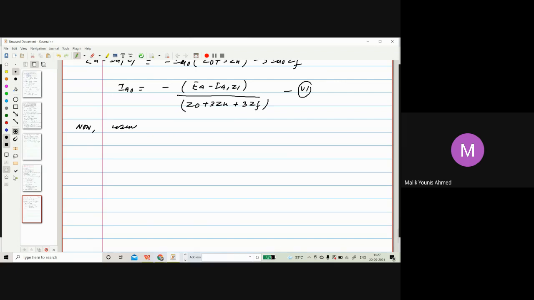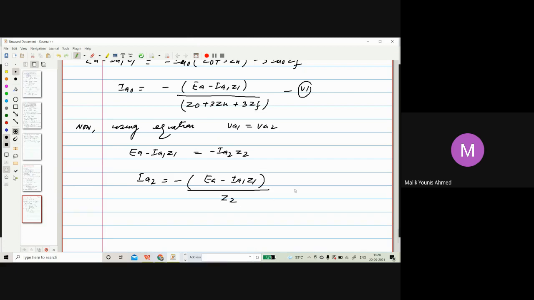Using VA1 is equal to VA2, which we have also derived, VA1 is EA minus IA1 Z1, and VA2 is minus IA2 Z2. So let's get IA2 in terms of IA1. IA2 will be equal to, this will become minus here, EA minus IA1 Z1, divided by Z2. Let's call it equation number 7.